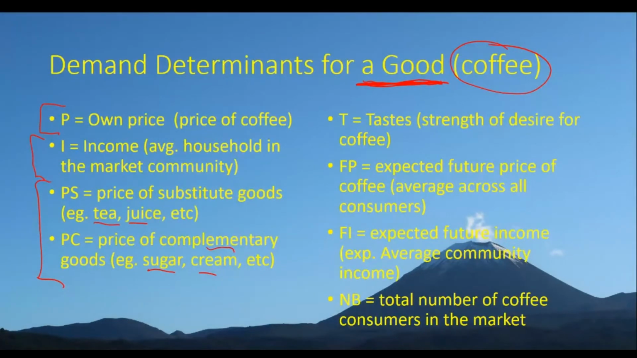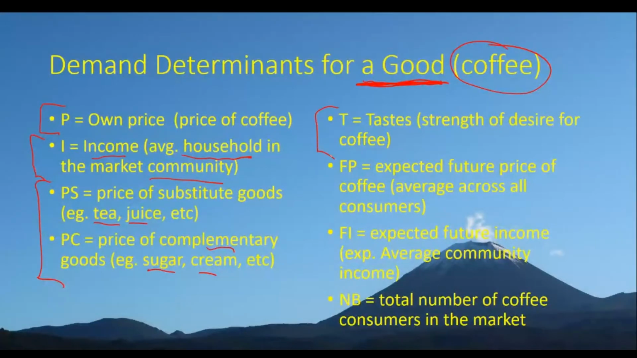We've got the income variable, which affects individual demand. And so we're going to add that up across the entire community. And now we're going to be thinking about income as average household income in the entire community. It's like market income, overall, not just for an individual when we start talking about market demand.